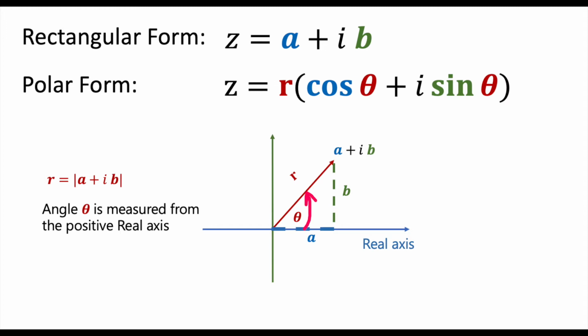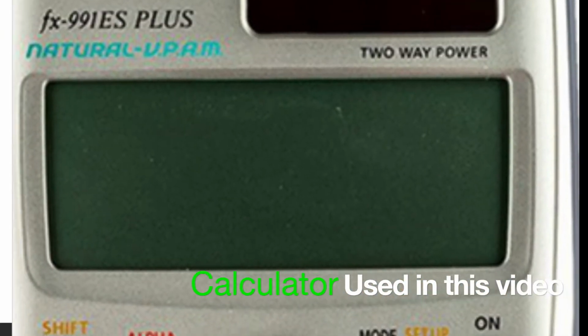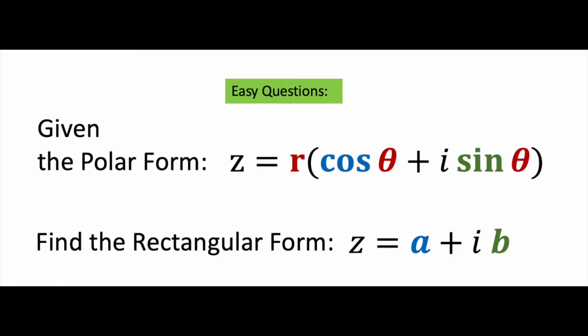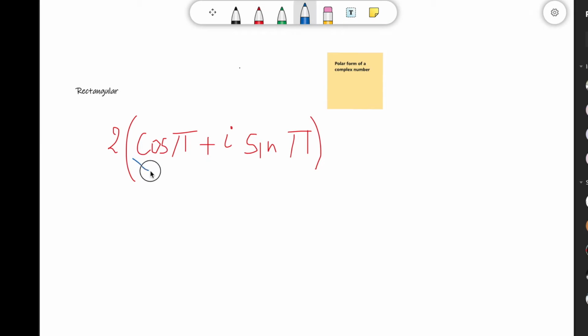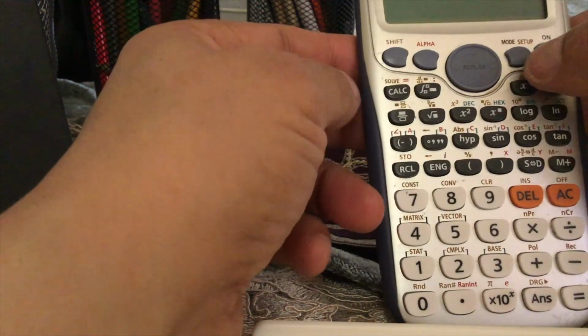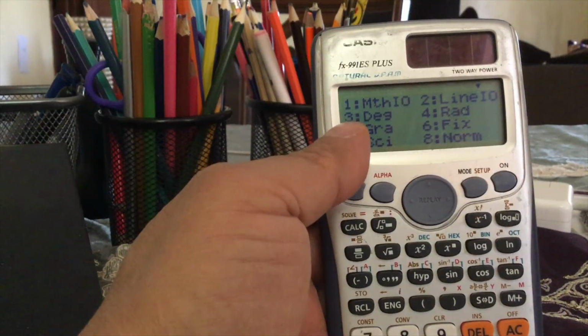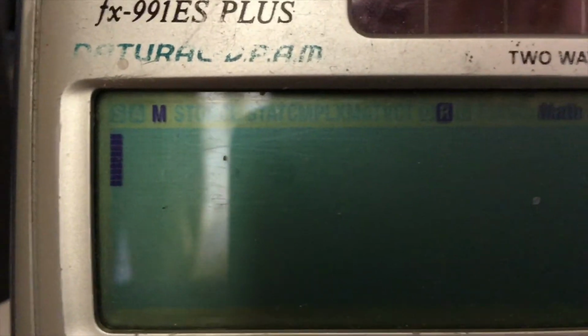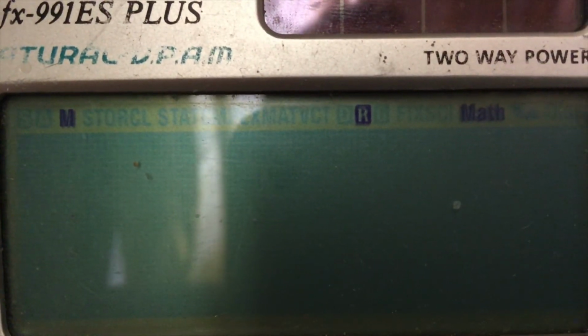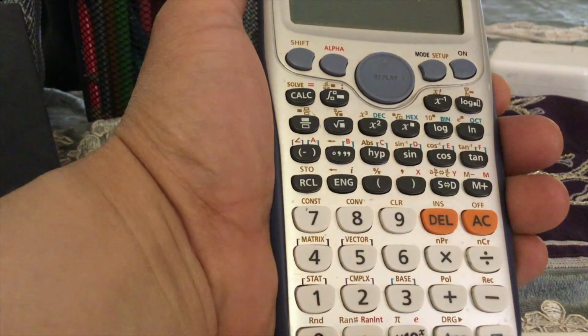Let's start. In this video, I'm going to use this calculator, FX991ES plus. So the easy questions in this case are where they give you a polar form and they ask you for the rectangular form. This is an example. We need to write this number into a rectangular form. We set our calculator in radian mode, which is option 4, and then check you see the R there, the icon R for radian. Now just calculate cosine.